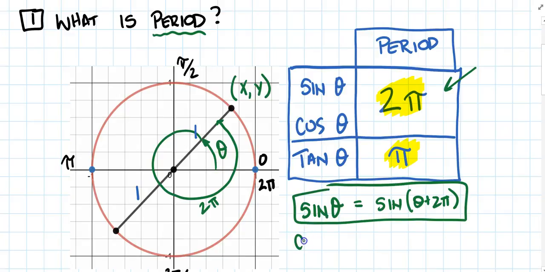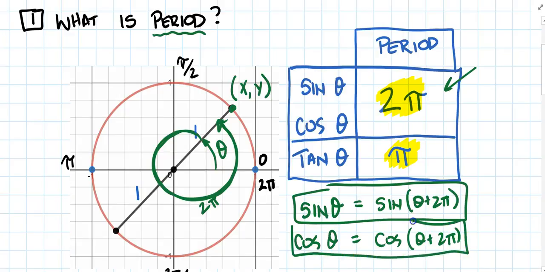Same thing works for the cosine, right? The cosine of theta is the same thing as the cosine of theta plus 2 pi, because if I'm standing here and I take another 2 pi radians of a revolution, I get back to the same spot where I was before. So sine and cosine have a period of 2 pi, meaning the amount of radians to complete one full cycle. All right, but what about tangent? Why is tangent only a period of pi?